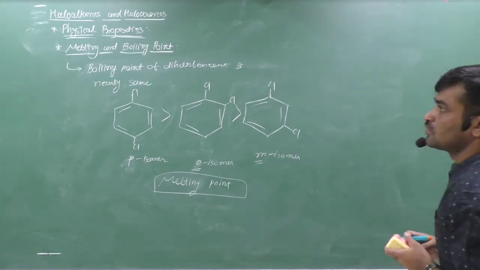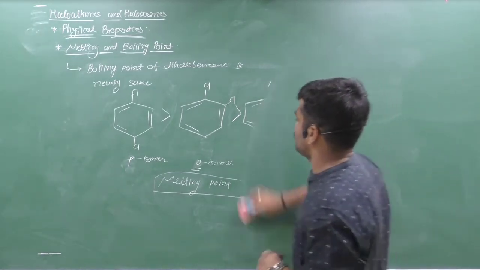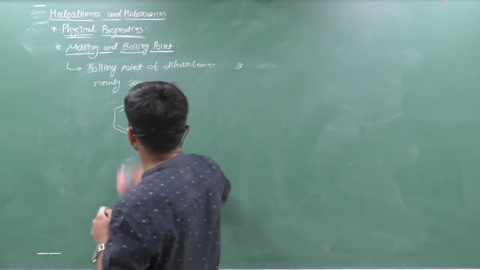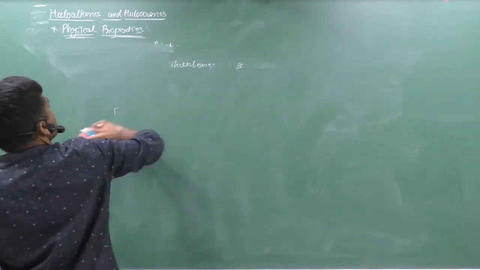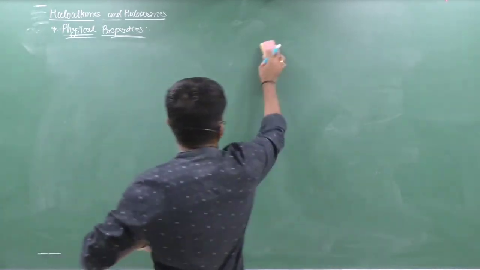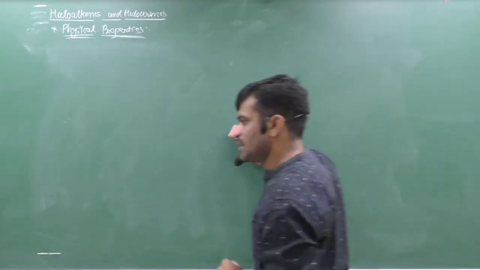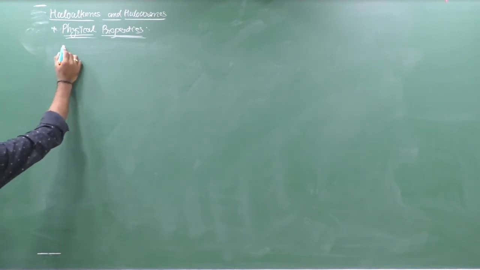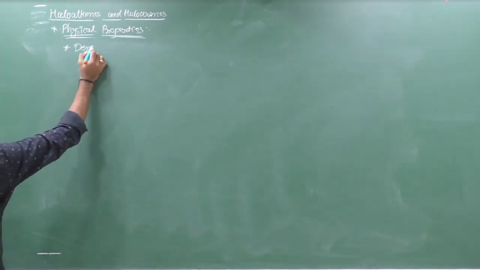Now here we complete the melting point and boiling points of haloalkanes and haloarenes. Now we can discuss the next point, and the next point is density.